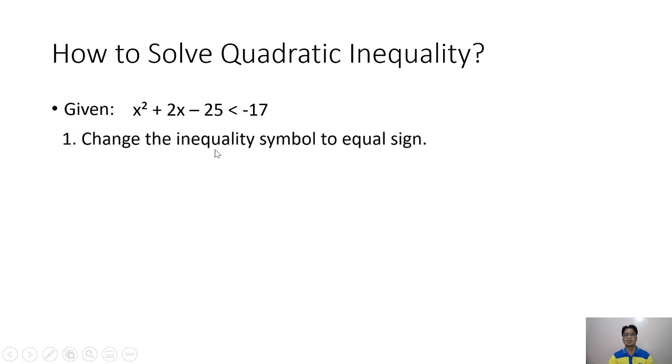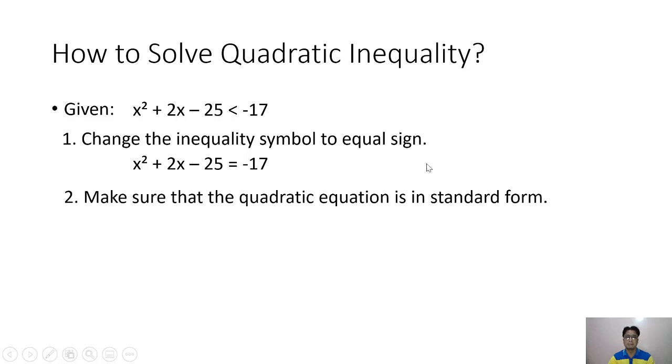do. Okay, change the inequality symbol to equal sign. Alin ba dito? Ito. If this will be changed, ang kalalabasan natin, equal. So yung inequality symbol natin na less than, naging equal na ulit. Again, this is just the step on how we're going to solve for the quadratic inequality.